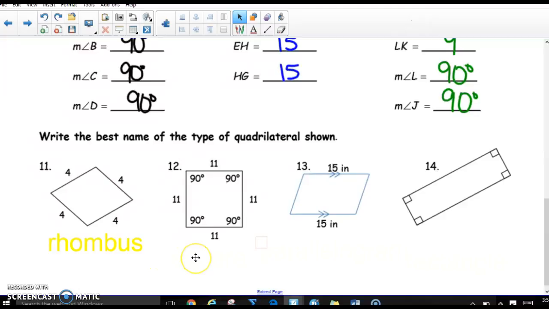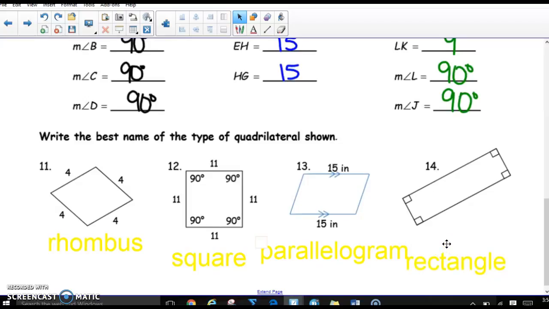In this one I have 4 congruent sides and I have right angles. That's not true about a rhombus, but it is true about a square. In number 13, that was one of the ways that we just proved parallelograms on our last test. And all I know here is I have 4 right angles. The rectangle would be the most specific shape I could claim for that to be true.